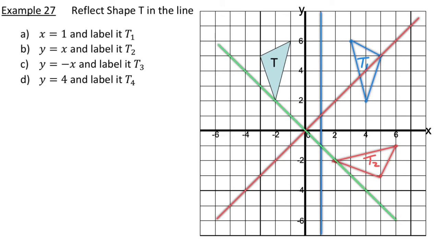So we need to count the squares diagonally then to the mirror line. So we'll be going in this direction. So if we start off with this point, we go 1 square diagonally. So we'll go 1 square on the other side. So that's at the point minus 5, 3.